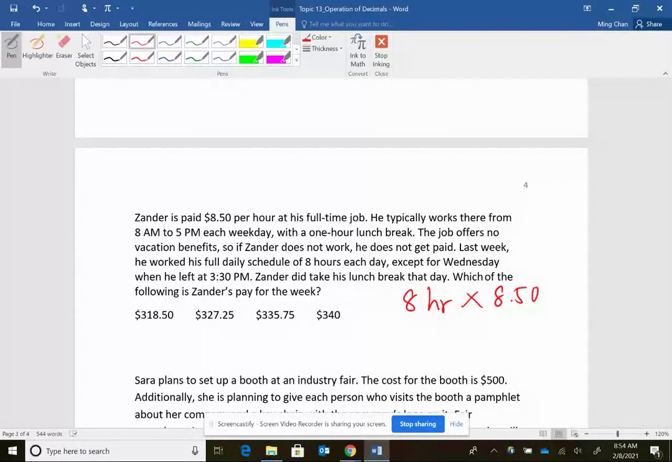So now the next step is, okay, figure out the amount of money he made last week for the 4 full days, plus the 1 day he left early. So remember, he left early and took lunch. You've got to count how many hours he worked that Wednesday, and then once you figure out how much money he made last Wednesday for leaving early, add it on to the 4 days, 8 hours a day times $8.50. That will give you the answer.